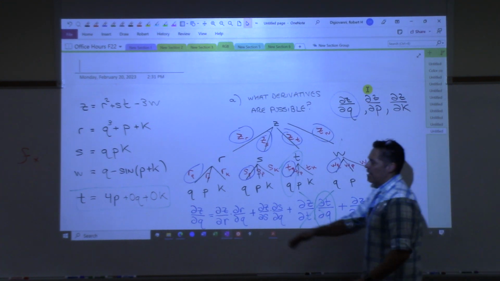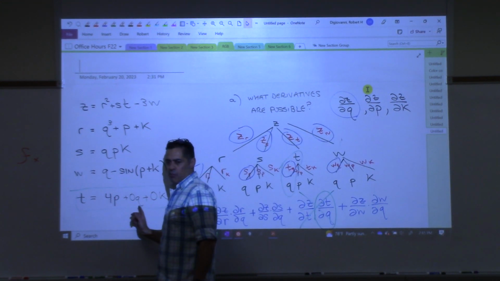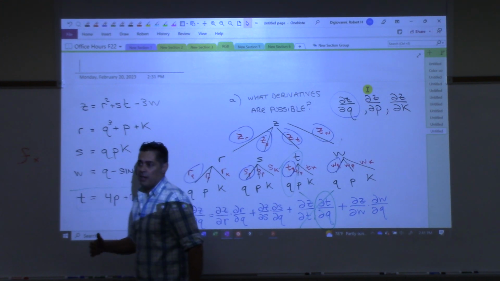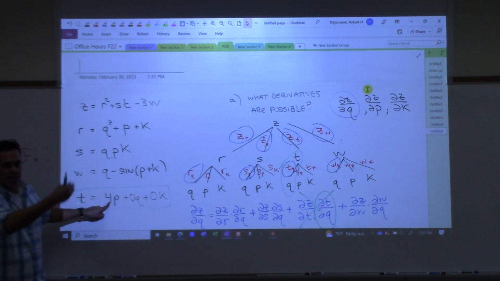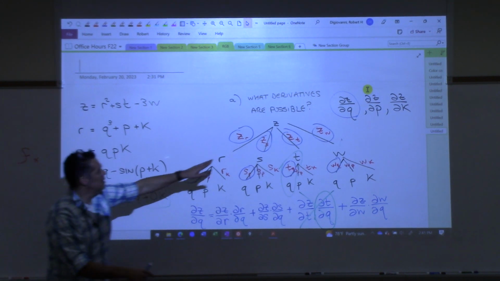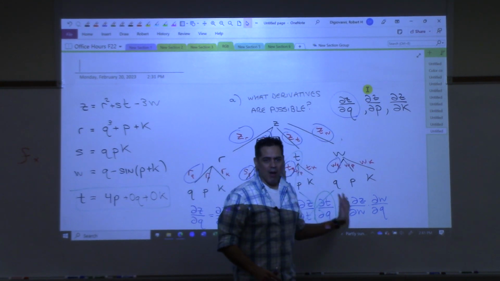Any variable at the end of the line that only depends on one of a few variables is going to kill off. Now, it won't kill off when you go down the p lines, right? For like the second partial right here, this one right here. That one, it wouldn't die off.